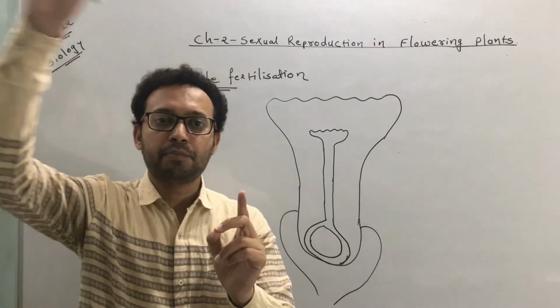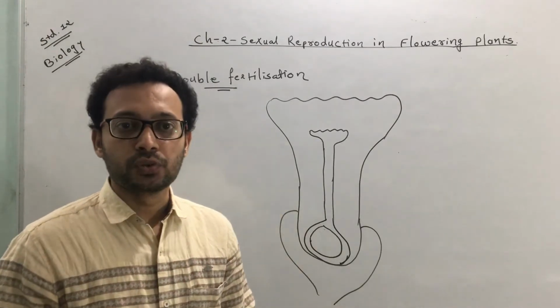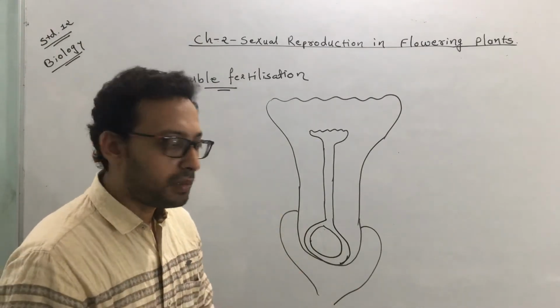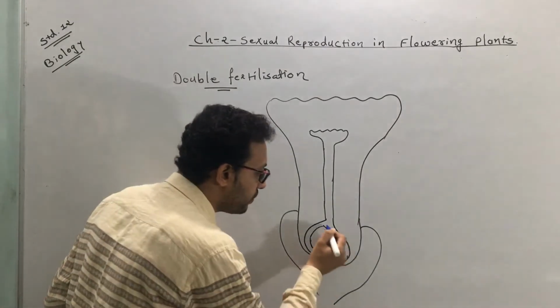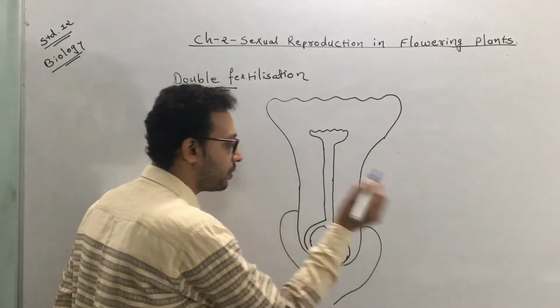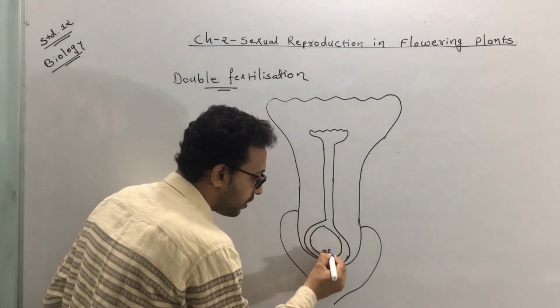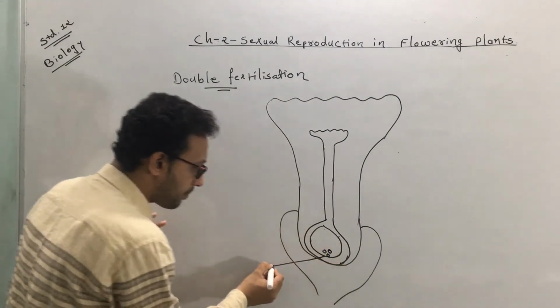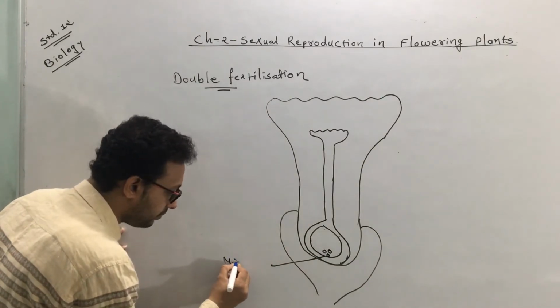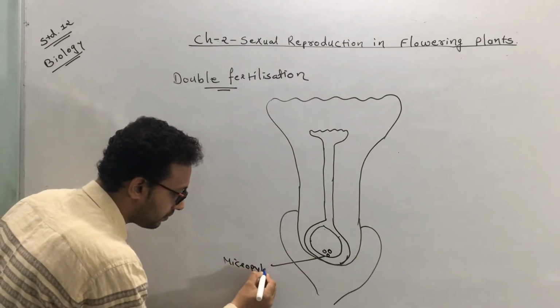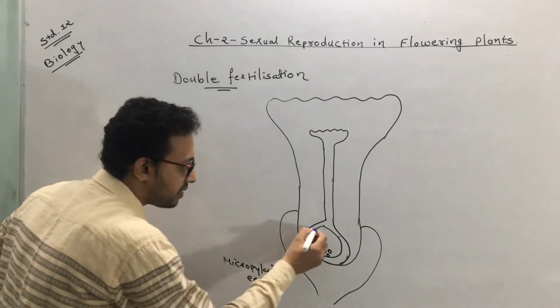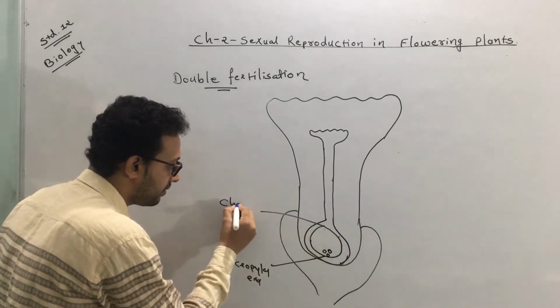The similar thing happens if it has multiple ovules. Suppose this is one ovule which is present in the ovary. Assume that this is the ovule, an enlarged structure. You know that there are two ends. This is called the micropylar end. This is the chalazal end.